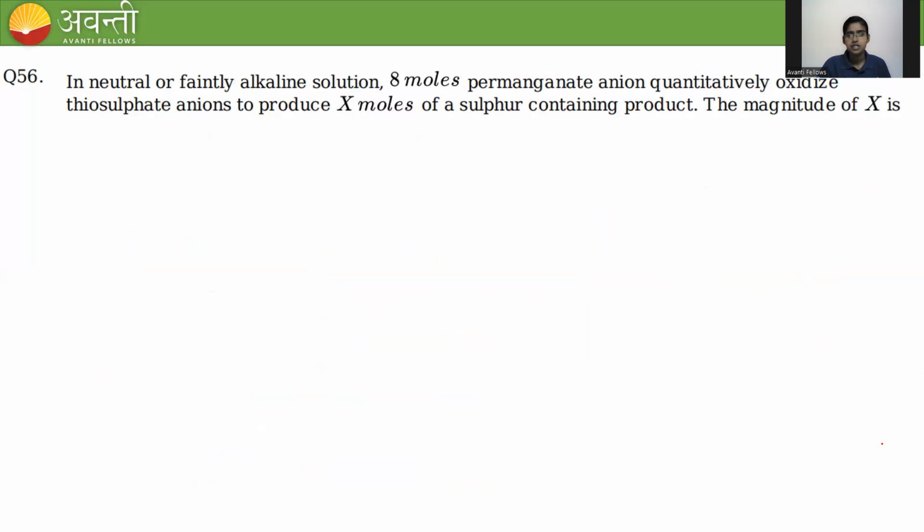Now coming to question number 56. In neutral or faintly alkaline solution, 8 moles of permanganate anion quantitatively oxidize thiosulfate anions to produce X moles of a sulfur containing product. The magnitude of X is. So the question says that permanganate ion, that is MnO4 minus, is reacting with thiosulfate ion, that is S2O3 2 minus, to give MnO2 plus SO4 2 minus.